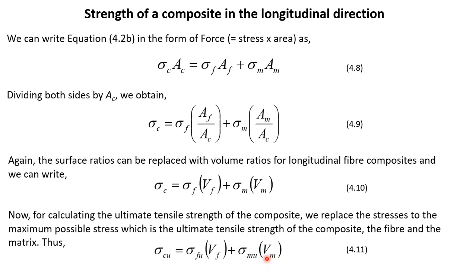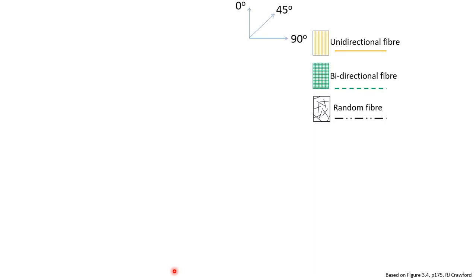Now in this equation we are using sigma mu as the ultimate tensile strength of the matrix. So we will do some modification of sigma mu in this equation to find out a better equation for sigma Cu. Let us first consider unidirectional fiber composite.